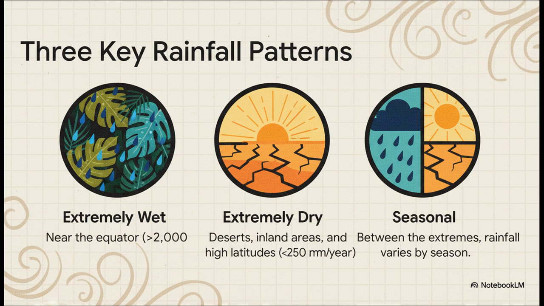Then you've got the other extreme, the extremely dry spots. We're talking deserts, the middle of huge continents, and the poles. They get less than 250 millimeters, barely anything. And then pretty much everywhere else fits into this third bucket, where the rain just changes with the seasons.